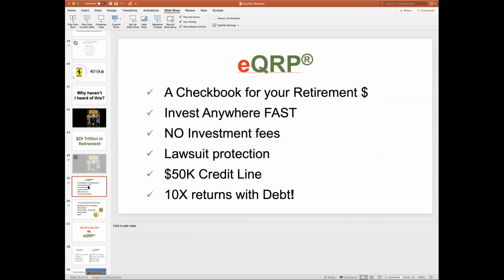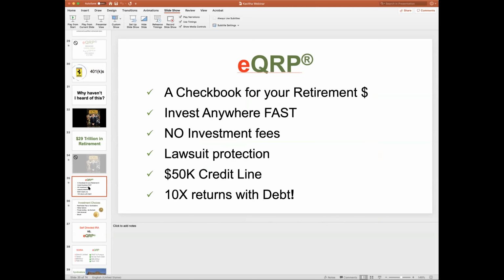It's where you can invest your money in anything, just about, very quickly. There's no investment fees. It's protected from lawsuits. You even have a $50,000 credit line, so you could write yourself a check next time you wanted to buy a car. Instead of applying to the bank or begging Bank of America, you could literally write yourself that check and finance yourself.